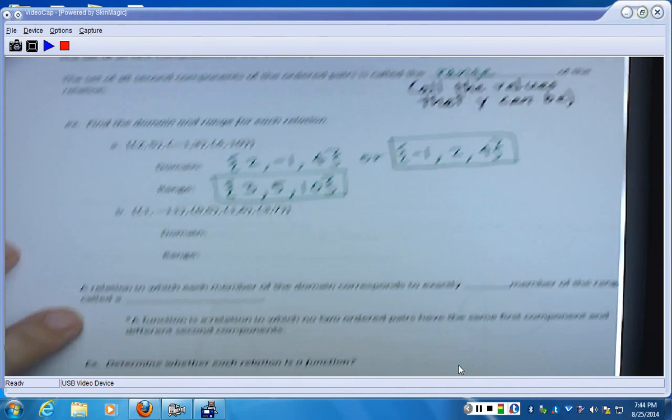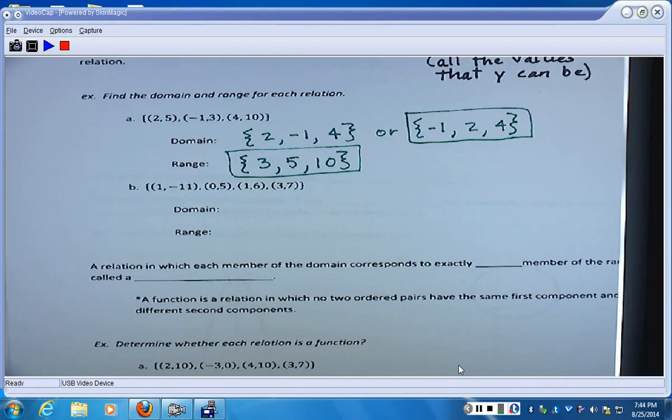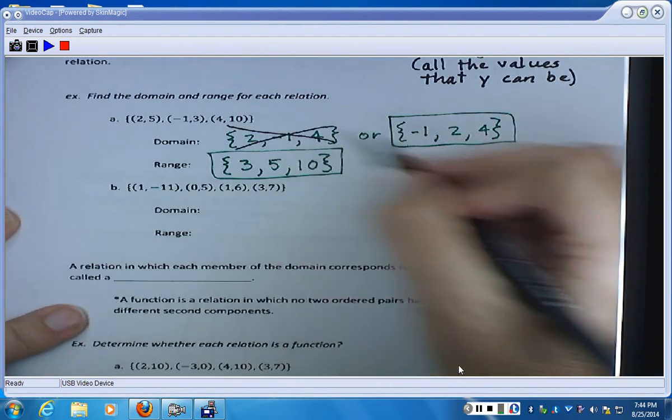Okay, what's the next one? You guys, probably some of you already figured it out. Figure out what the domain and the range is. And if a number's used more than once, you don't have to write it more than once. Just write it in order. So we'll say, write in order.